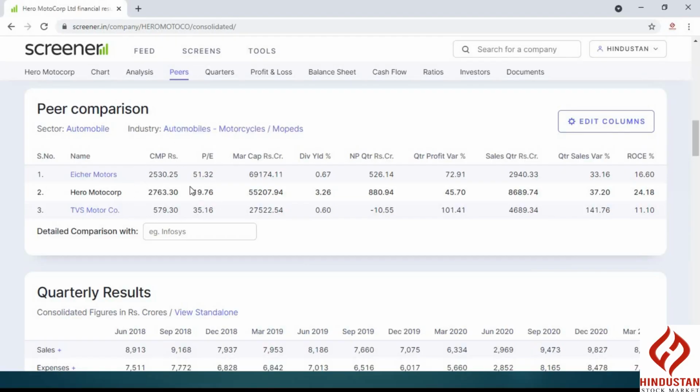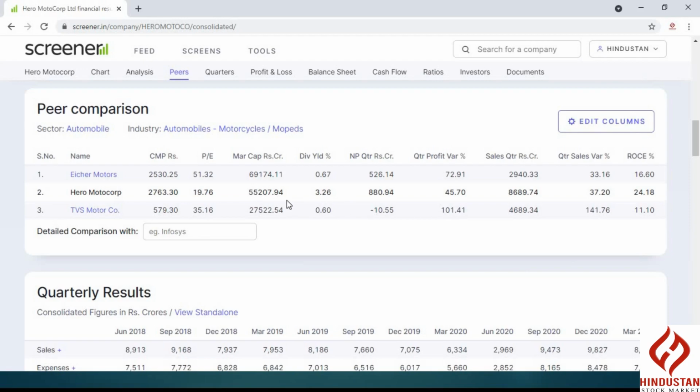And PE ratio, it is having a low PE ratio. So whenever you are selecting a company for investment, you should invest in a company which is having a low PE ratio. And Euromoto is having a low PE ratio when compared to other competitors, right? And dividend yield is also more here, and market capitalization, it is 55,000.